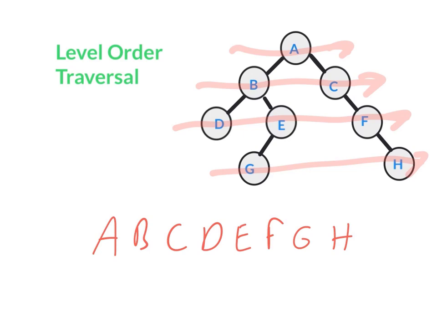Now notice those came out in alphabetical order. That has to do with how the nodes are arranged in the tree. It doesn't mean that level order means alphabetical order.